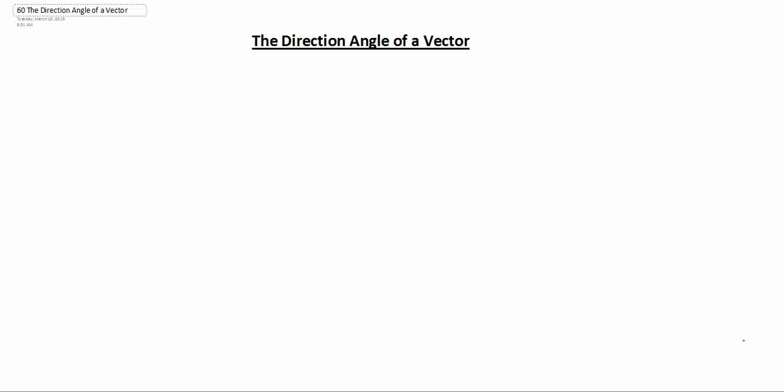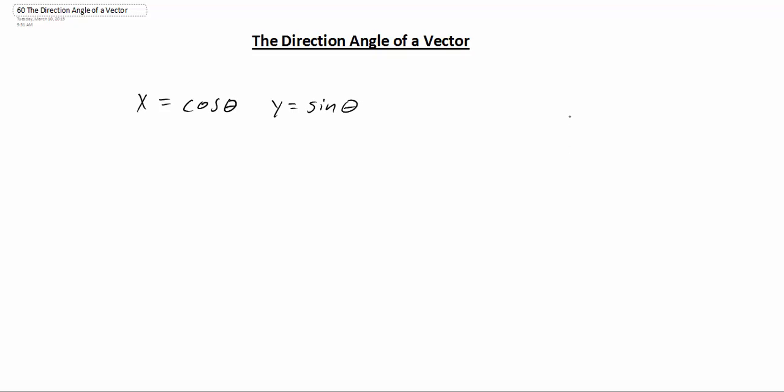This video is going to look at how we can find the direction angle of a vector. To start out, I want to go through explaining, using the unit circle, where this is coming from. If we recall, in the unit circle, x is equal to the cosine of theta, and y is equal to the sine of theta.